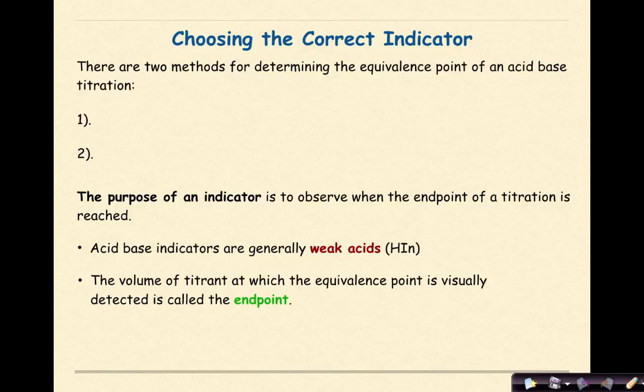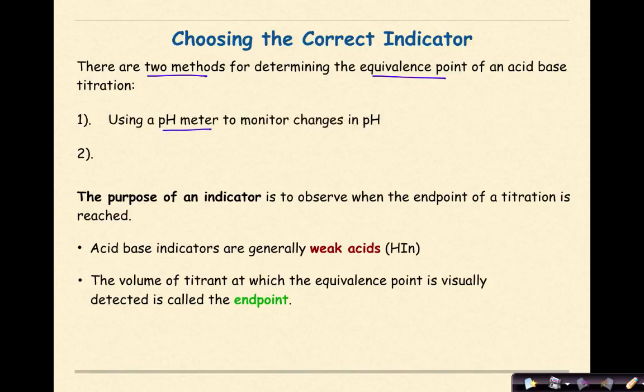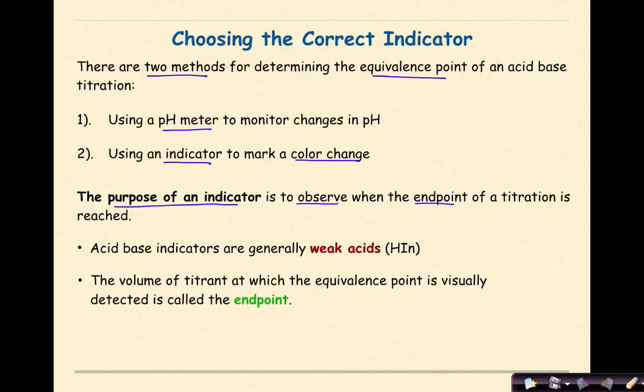Choosing the correct indicator. There are 2 methods for determining the equivalence point of an acid-base titration. The first is using a pH meter to monitor changes in pH. The second is using an indicator to mark a color change. The purpose of an indicator is to observe when the endpoint of a titration is reached. Acid-base indicators are generally weak acids, and we're going to represent them as HIn, as In stands for indicator. So HIn would represent an indicator that's a weak acid. The volume of titrant at which the equivalence point is visually detected is called the endpoint.